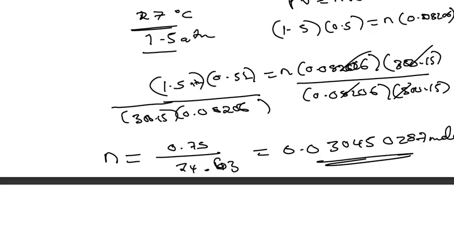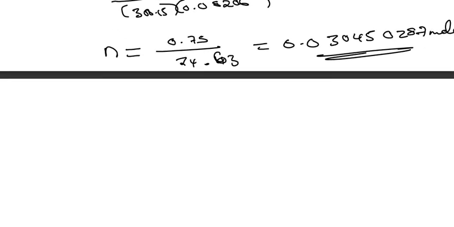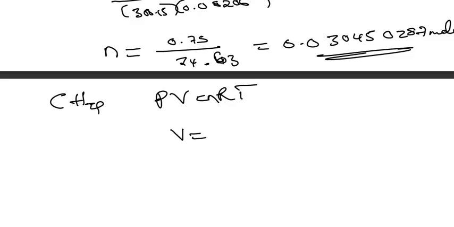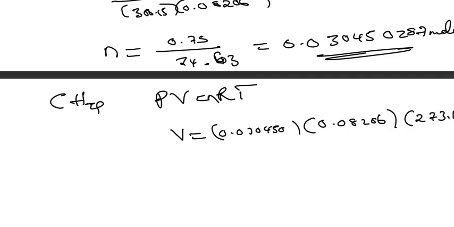Now they said they have the same number of particles or molecules, so I mean they have the same number of moles. Now we're going to go back to our methane, or CH4. We're looking for what volume, right? So PV = nRT, meaning the volume is equal to the number of moles that you got here times the universal gas constant, 0.08206. The temperature at STP is 273.15, and the pressure is 1 atm.